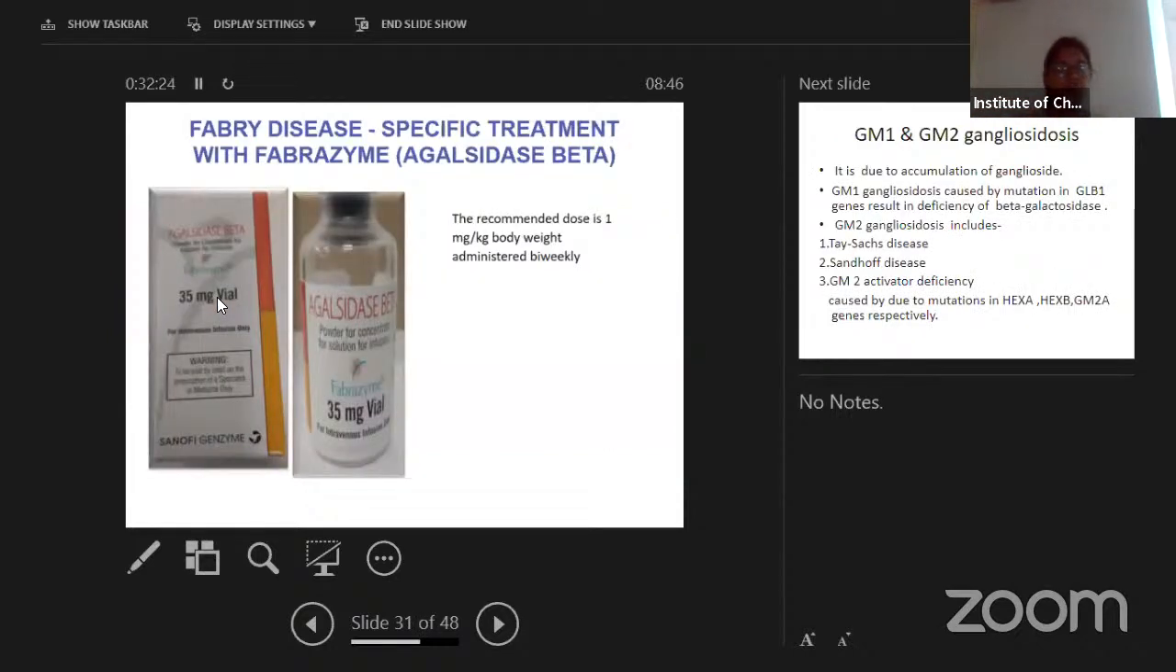Fabry disease should be treated with the enzyme agalsidase beta. The recommended dose is 1 milligram per kg body weight every 2 weeks.